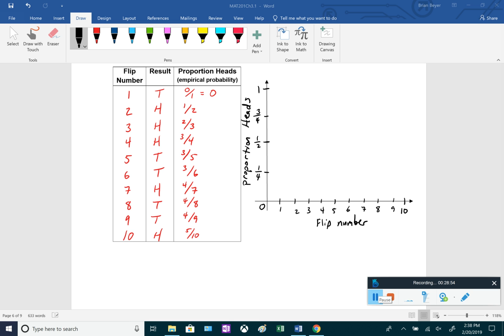Okay, so I have the graph filled out. I just filled in the remaining numbers real quick. So let's plot this data here. So flip number 1, we had a proportion of 0. So I'm going to put a dot right here, 1 and 0. For flip number 2, we had 1/2. For flip number 3, it was 2/3. So that's going to be about right up here.